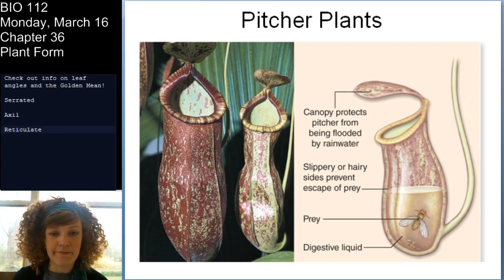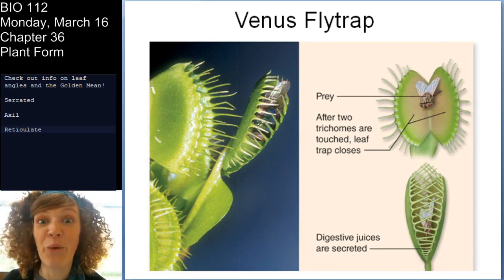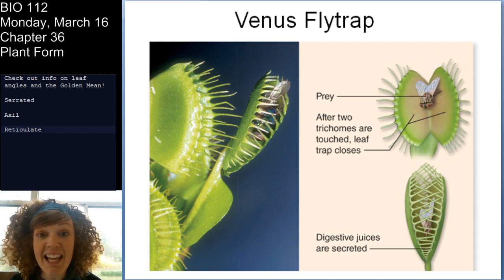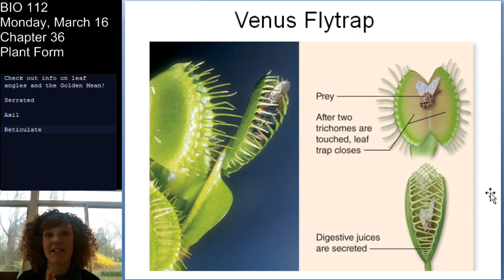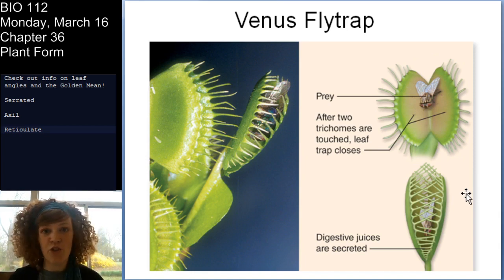Neat. Okay, so Venus flytraps. This is one leaf. They're two sides of a leaf, okay? The leaf has basically like a seam, but it's one leaf. So the prey, the insect prey, trips trichomes. It says two trichomes here. When two trichomes are touched, the two sides of the leaf snap shut. Remember, trichomes are hair-like projections. So it trips those hairs and it smashes shut and starts to secrete digestive juices to digest the prey.